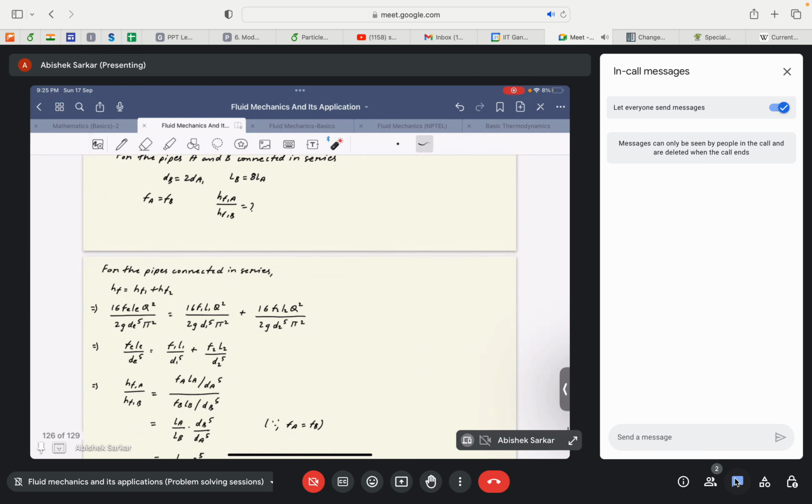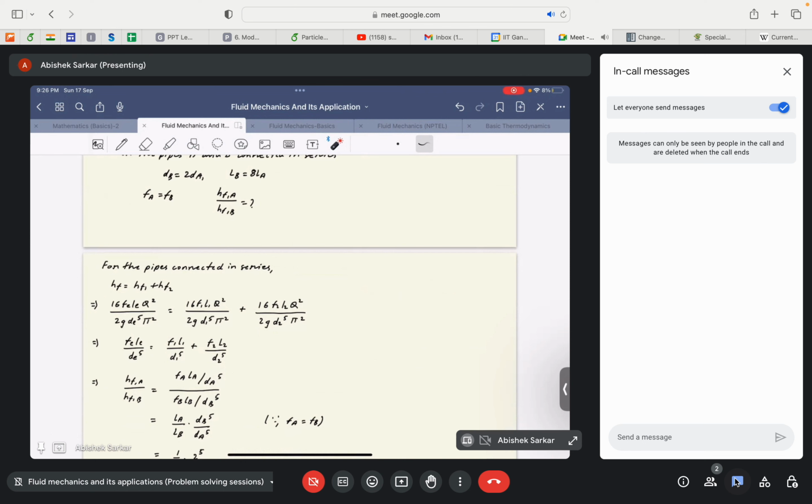So we saw from the previous expression that the head loss HF1 can be determined by this expression, 16 F1 L1 Q1 square. Let me go step by step, so it is simple to understand. We know that HF is equal to HF1 plus HF2. So 16 FE LE Q square by 2G D to the 5 pi square would be equal to 16 F1 L1 Q square by 2G D1 to the 5 pi square plus 16 F2 L2 Q square divided by 2G D2 to the 5 pi square.